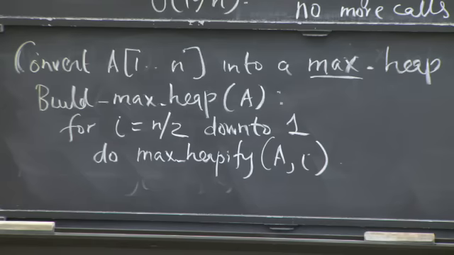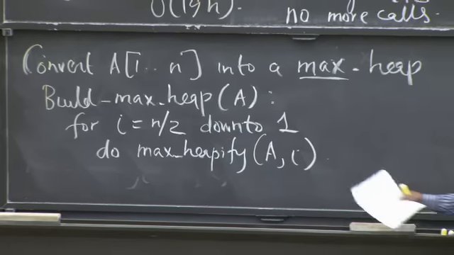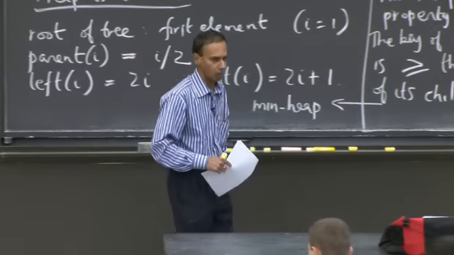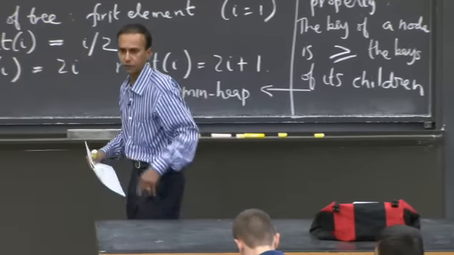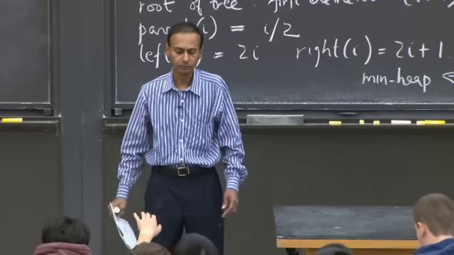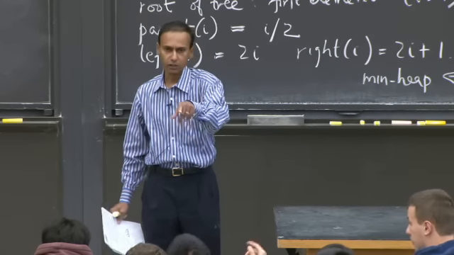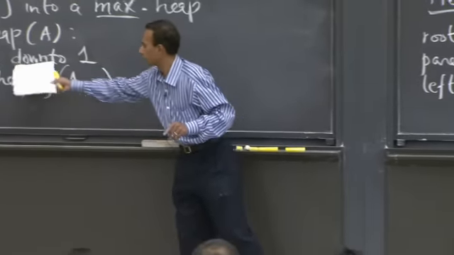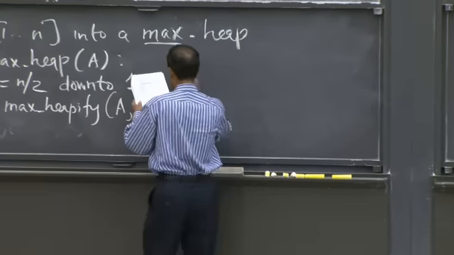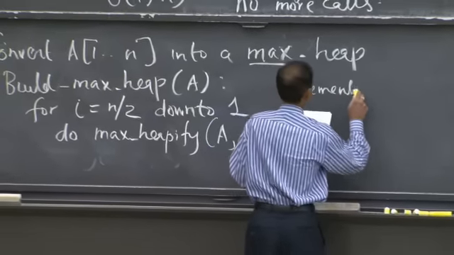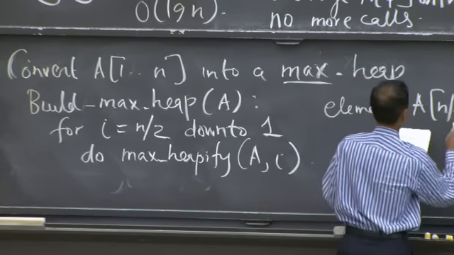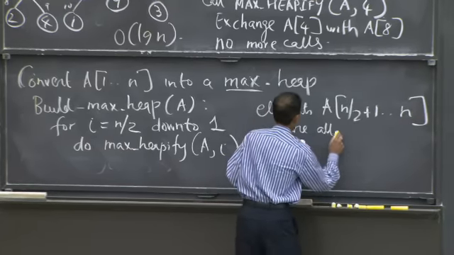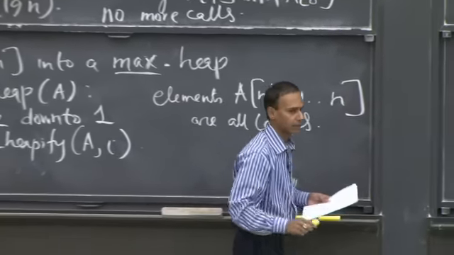So someone explain to me why I can start with n/2 and why I'm going down to 1. Leaves are good. Leaves are good because if you look at elements A[n/2 + 1] through A[n], they are all leaves. Okay? That's a good observation.